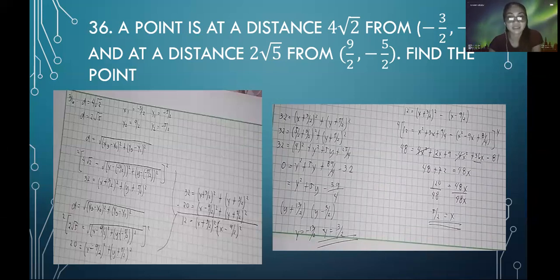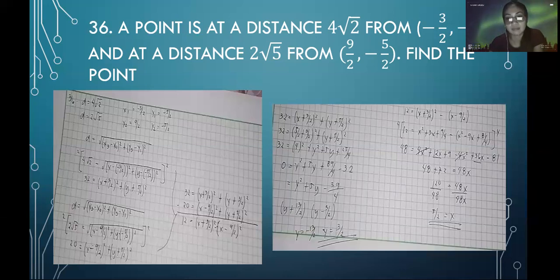So y plus 13 halves times y minus 3 halves. So y is equal to the value of y. One is negative 13 over 2. The other one is positive 3 halves. Here, for the other equation, 12 is equal to x plus 3 halves squared minus the quantity x minus 9 halves squared.